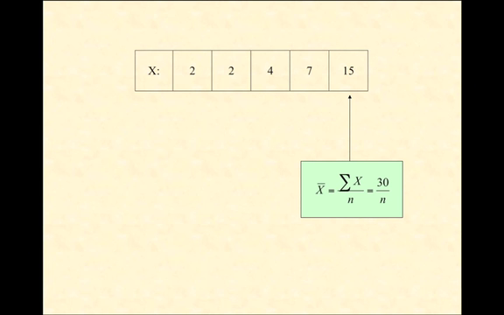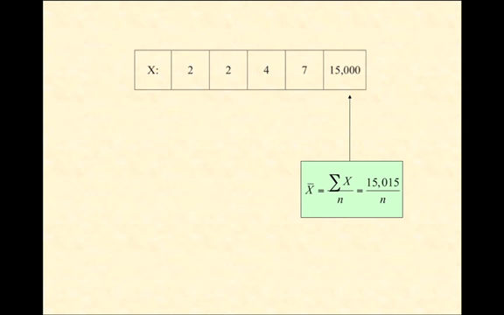However, we know that the mean, the arithmetic mean, in this case is the sum of all scores divided by n. So in this distribution, the sum of scores is 30 divided by n. In this case, it's 5. Therefore, our mean is 6. However, what happens when we substitute that score for 15,000? Now, the sum of our scores is 15,015 divided by 5. So our mean is going to change radically, although our mode and our median, in this case, don't change at all.